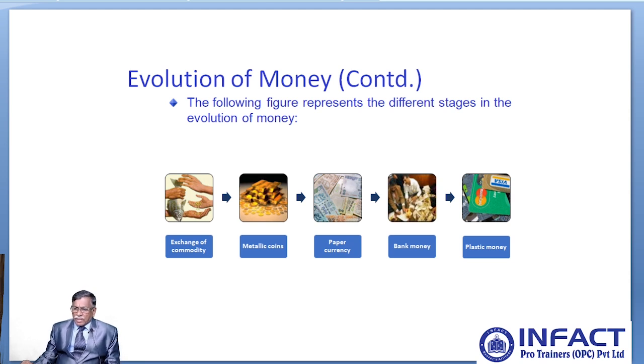After that, we have something called bank money. There are certain instruments which can be used for business purposes. Those are all called bank money. Then we have plastic money, which you are aware of very well. Some of you may be using it. You have a debit card, credit card, smart card, and ATM card. All those come under plastic money.